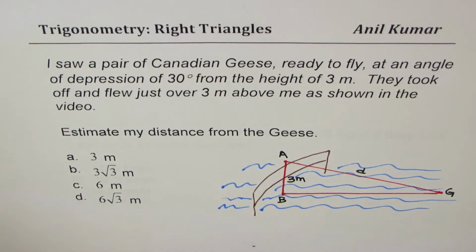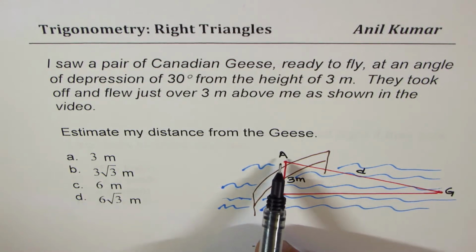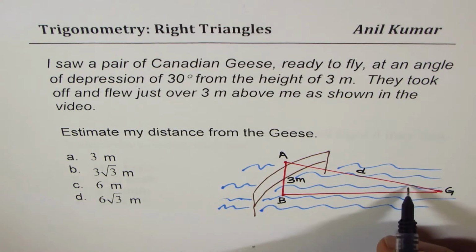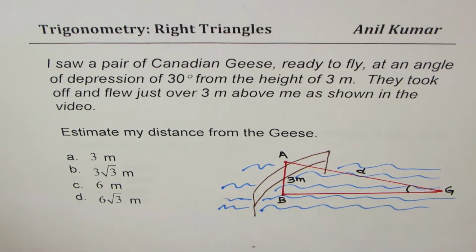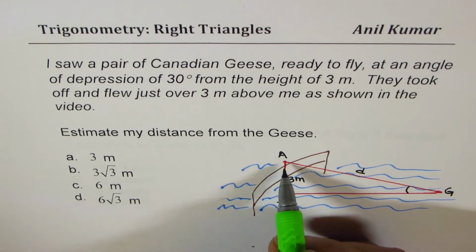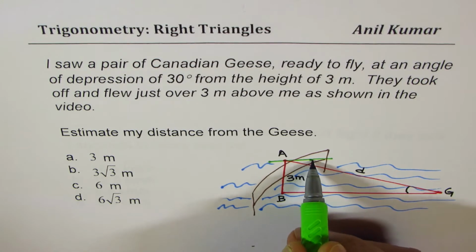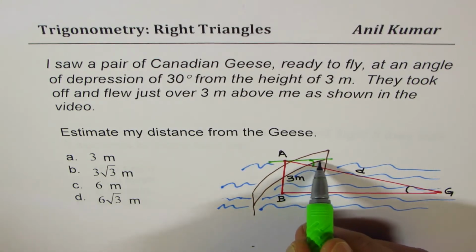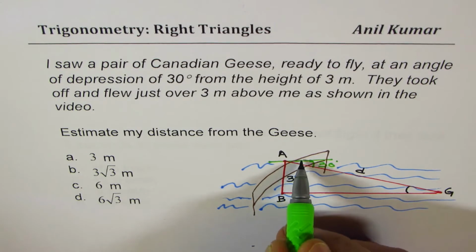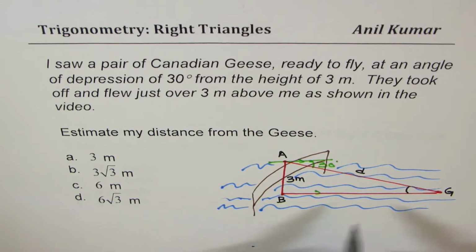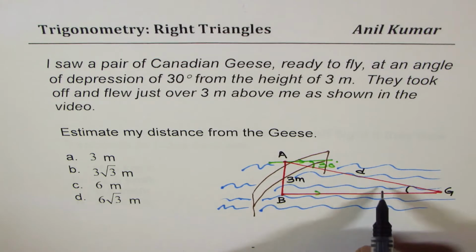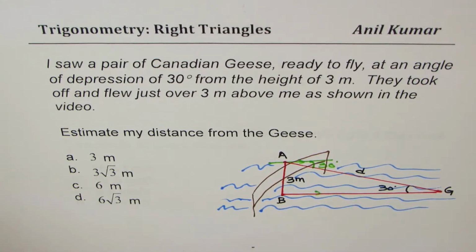So in first part, there are two questions here. In the first question, you need to tell me what is my distance from the geese. We are also given the angle of depression. What does it mean? It really means that if I draw a horizontal line here, then that angle is what is given to us, and this angle is 30 degrees. Since we are assuming this to be parallel to the river, that angle here is also 30 degrees. Correct? You can always pause the video, answer this question, and then look into my suggestions.